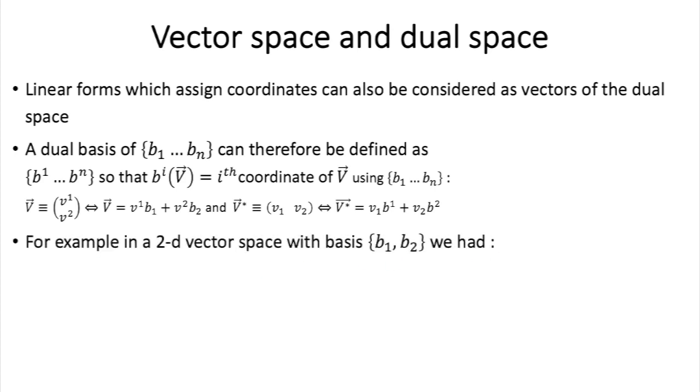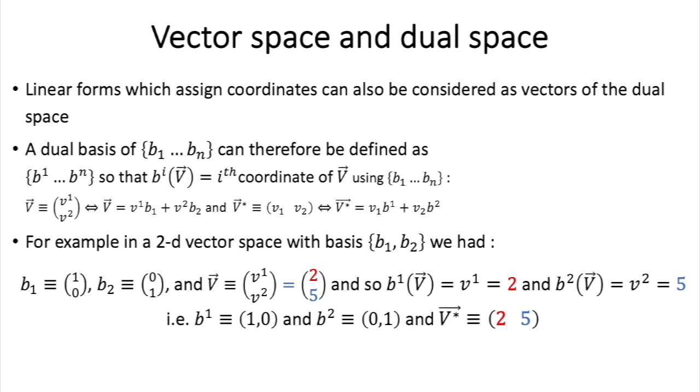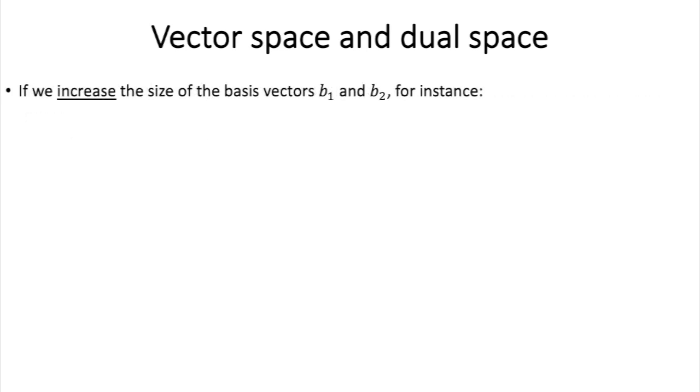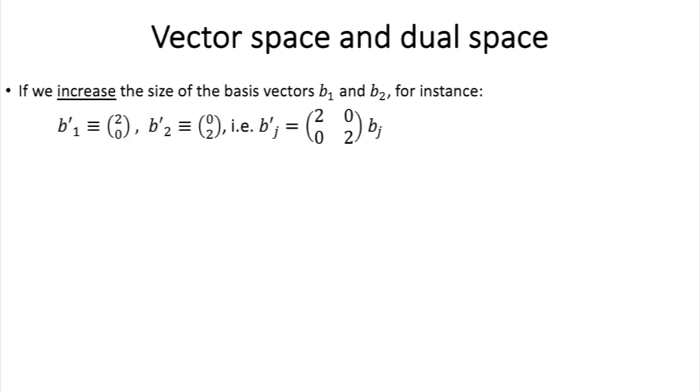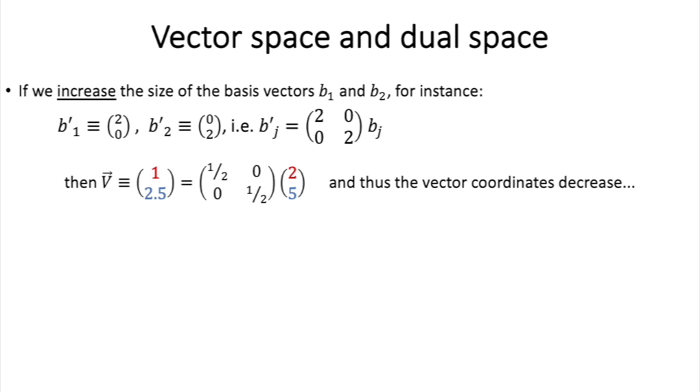Now, for example, in a 2D vector space with basis B1, B2, we would get this, considering the example we saw before. Now, if we increase the size of the basis vectors, B1 and B2, for instance, like this, then the vector coordinates decrease.